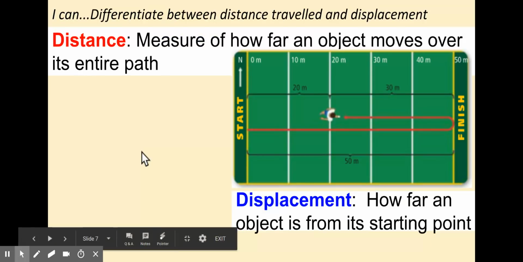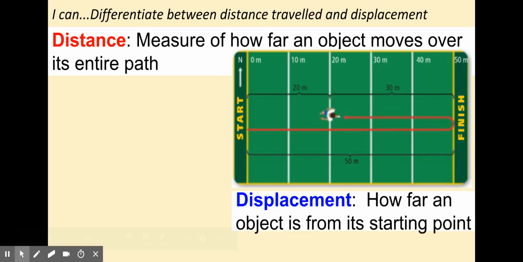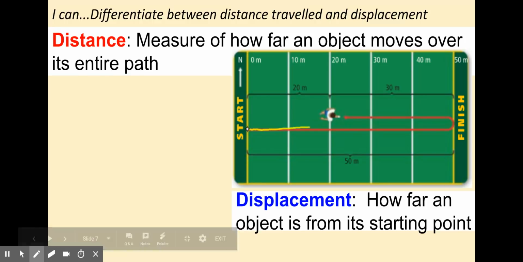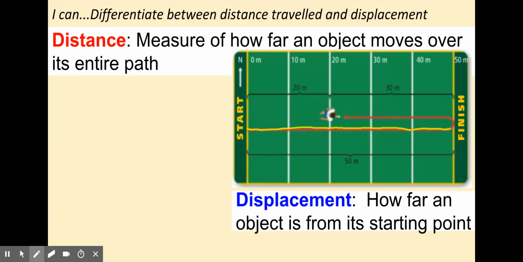New stuff for today. Distance is a measure of how far an object moves over its entire path, and displacement is how far an object is from where it started. So to look at that, we have this person who runs across this soccer field, 50 meters to this end line. And then she runs back 28 meters in the opposite direction: 50 meters this way, 28 meters that way.